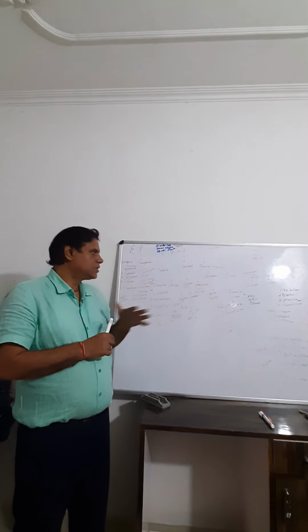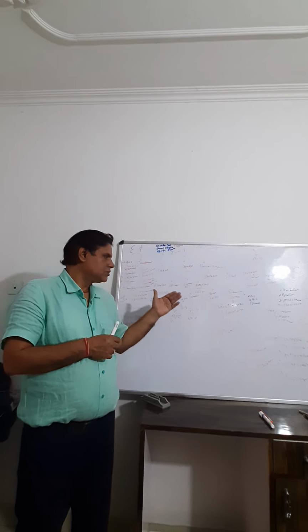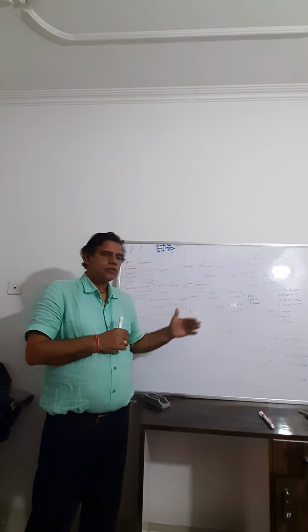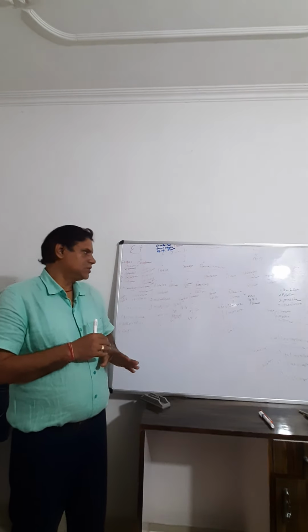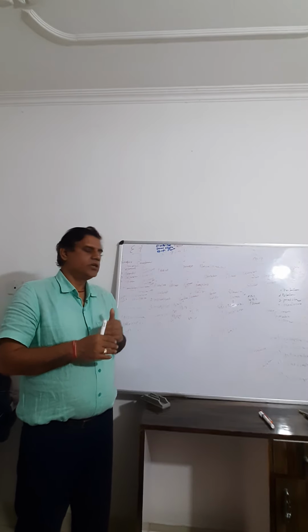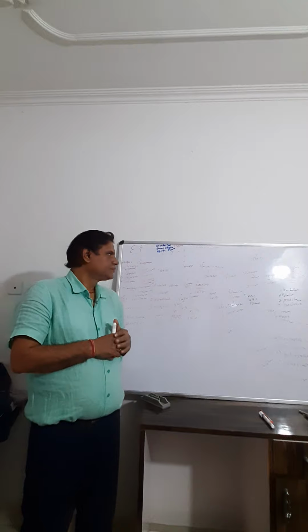And the blood is a fluid connective tissue, mainly consisting of RBC, WBC, and platelets. And lymph is blood minus RBC, that is called lymph. And RBC, WBC, platelets, these are the formed elements that make up the blood.